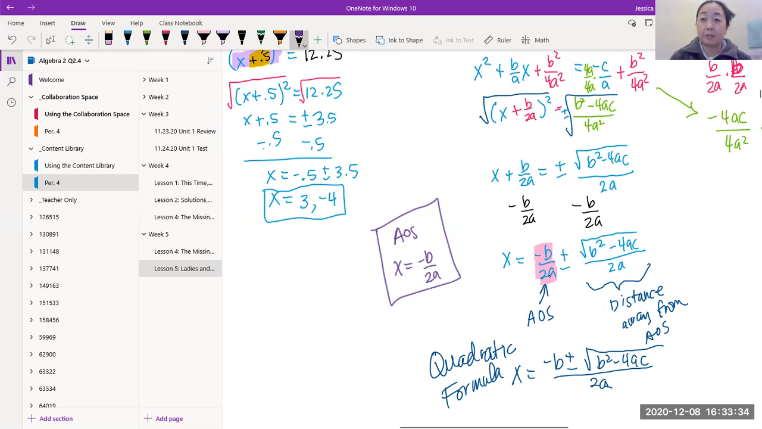Okay, so we just combine it. Thankfully, these are already common denominators, 2a and 2a, so we don't have to find them. And so it's just going to be negative b plus or minus, put that on top, the square root of b squared minus 4ac, all over 2a.